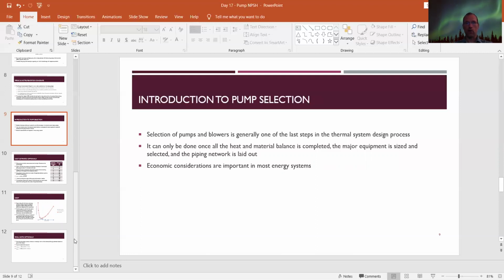So obviously I need to have all the heat and material balance completed, all the major equipment sized and selected in place, so I know, again, what sort of pressure differences I'm dealing with, and how many or how big of pumps I'm going to need. All my piping system, I'm going to need a bunch of head losses for that. And obviously economic considerations are important, and so I need to figure out kind of how to do this for the least amount of money.